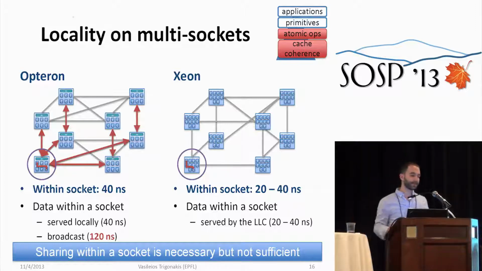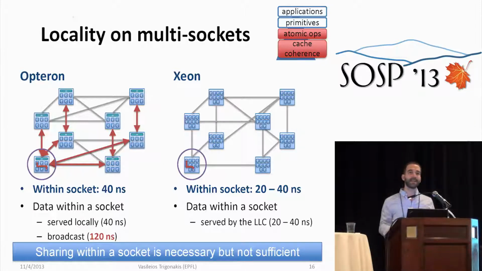As we saw before, on the Opteron within a socket, we can communicate in approximately 40 nanoseconds, while on the Xeon, we have a communication latency of 20 to 40 nanoseconds. So if we now put some data within a socket and a request for this data comes from a core of the same socket, on the Opteron, the directory might be able to point to the data, and in this case, we get the 40 nanoseconds latency that we would expect.